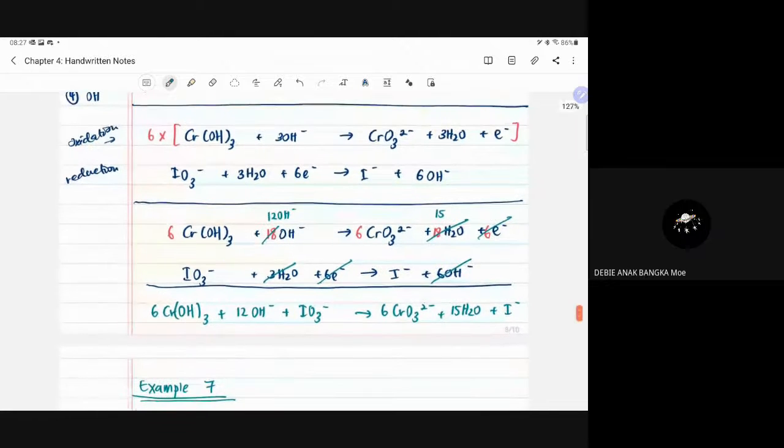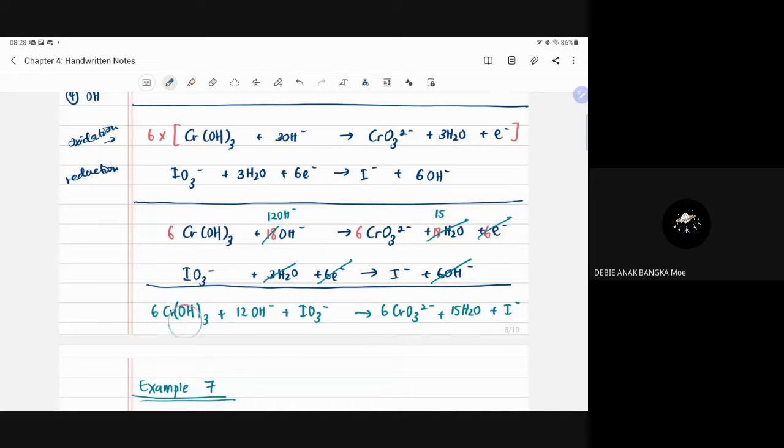Kita tengok. Okay, we have a look at the atom. 6Cr, 6Cr. 1I, 1I. Hydrogen ada 6 kali 3, 18. 18 tambah 12, 30 hydrogen. 15 kali 2, 30 hydrogen. Oksigen ada 6 kali 3, 18. 18 tambah 12, 30. 30 tambah 3, 33. 15, 15. 6 kali 3, 18. 18 tambah 15, 33 juga. Okay. So atom dia, betul tak? Is my mathematics correct? 6 kali 3, 18 tambah 15. Betul lah 33. So now dah balance.